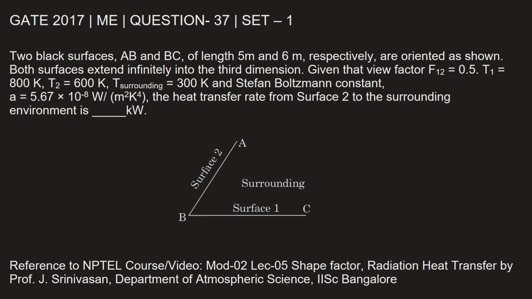Given that view factor F12 is 0.5, T1 is 800 Kelvin, T2 is 600 Kelvin and T surrounding is 300 Kelvin. And the Stefan-Boltzmann constant a is given to be 5.67 into 10 to the power minus 8 watt per meter square Kelvin raised to 4. The heat transfer rate from surface 2 to the surrounding environment is dash kilowatt. Let's find out.